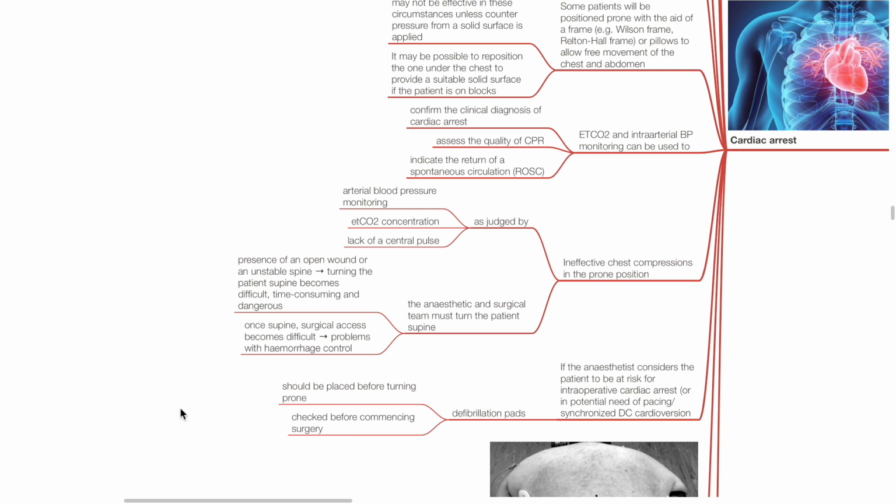However, the presence of an open wound or an unstable spine causes turning the patient supine to be difficult, time-consuming, and dangerous. Once supine, surgical access becomes difficult, and this may result in problems with hemorrhage control.